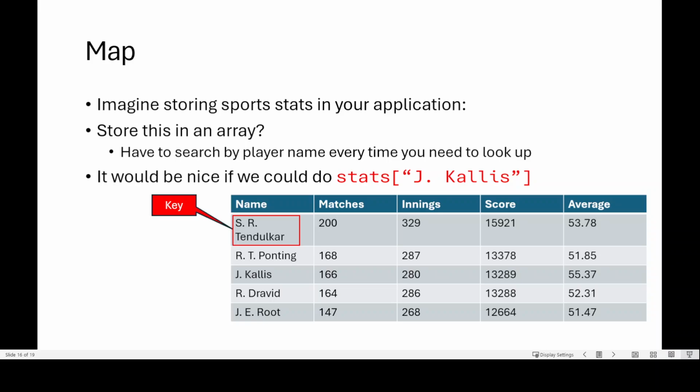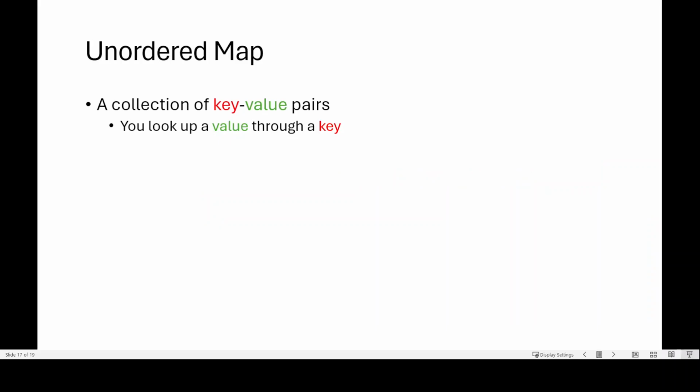And the way it works is it uses one of the columns as the so-called key. So the player's name would be the key in this case. And the rest of the columns are the value for the corresponding key. So we say that map has key value pairs stored in it. So it's a collection of key value pairs, and you look up a value using the corresponding key.